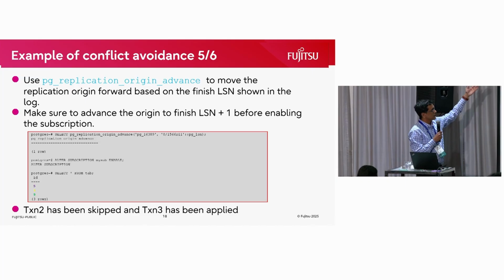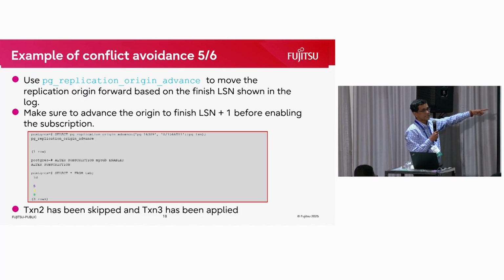The subscription was disabled. You advance past and enable. It actually continues past the failed transaction, which is 2, and applies transaction 3, which had just one value, 9. So you see all the other values in transaction 2 got skipped. It is just transaction 3 that got applied. So you'll see 5, 1, and 9, right?